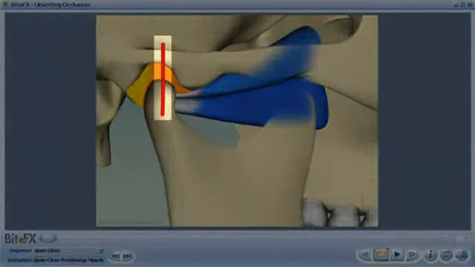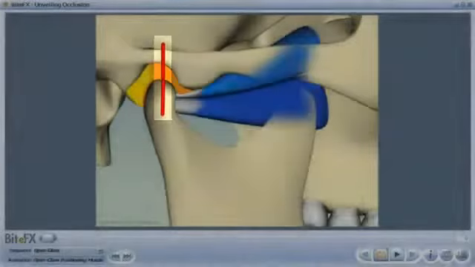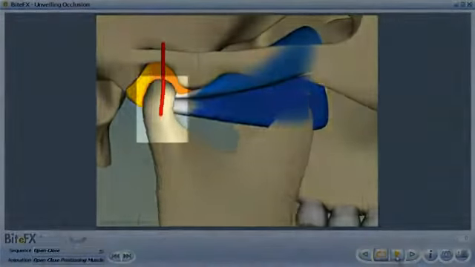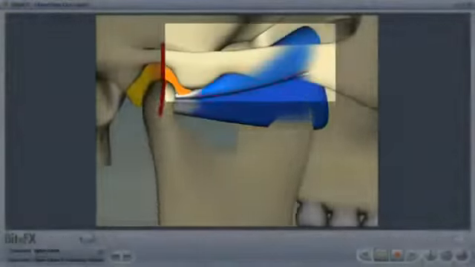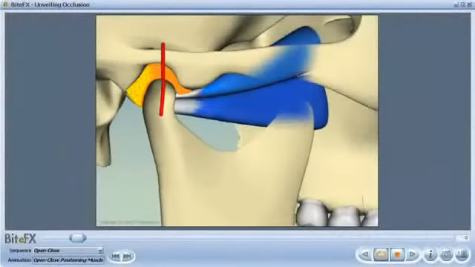The vertical lines in these animations are placed to show where the jaw should be when it is properly seated. So you can see that there are several elements that make up the jaw joint, and they need to work in harmony for the healthy functioning of the jaw.